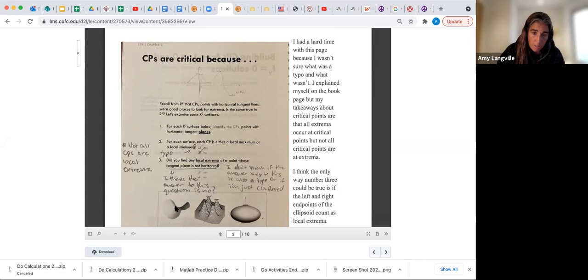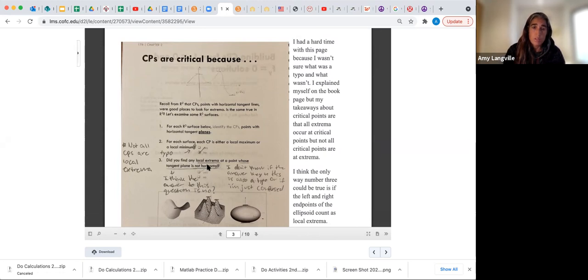It looks like a min in this direction, but a max in that direction. You zoom in close enough, and it actually is flat and has a horizontal tangent line right there at the center of that saddle. That's a CP because it has a horizontal tangent plane, but it is not a local extrema. And then the phrasing of this question, you're right, Madeline, is a little odd too.